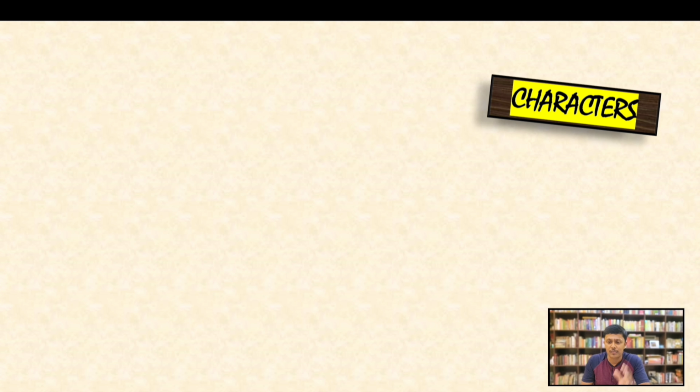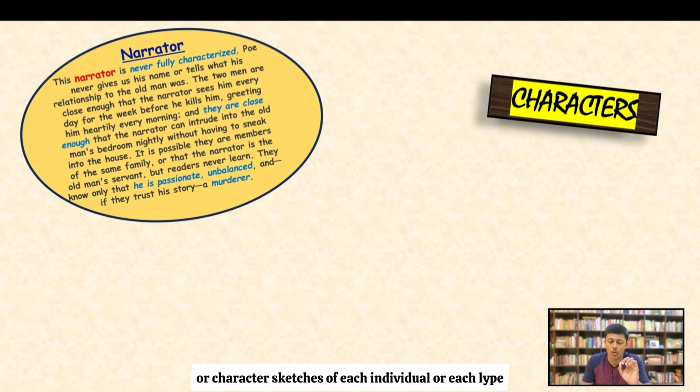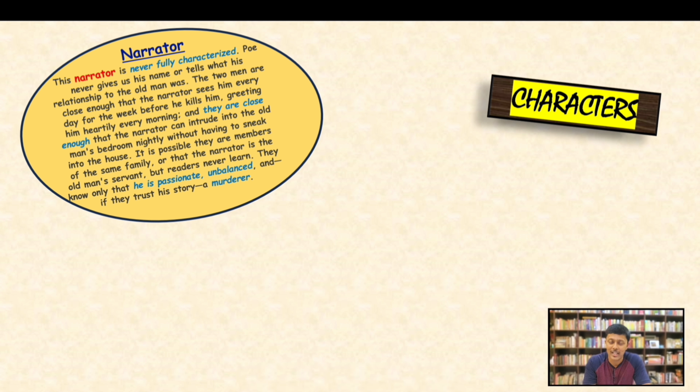Now here, there is a short character sketch of each individual or each type, and you can understand from this that these are very significant parts. The narrator is never fully characterized, because Poe never gives us the chance. He did not mention anything about his name or anything associated with the old man.